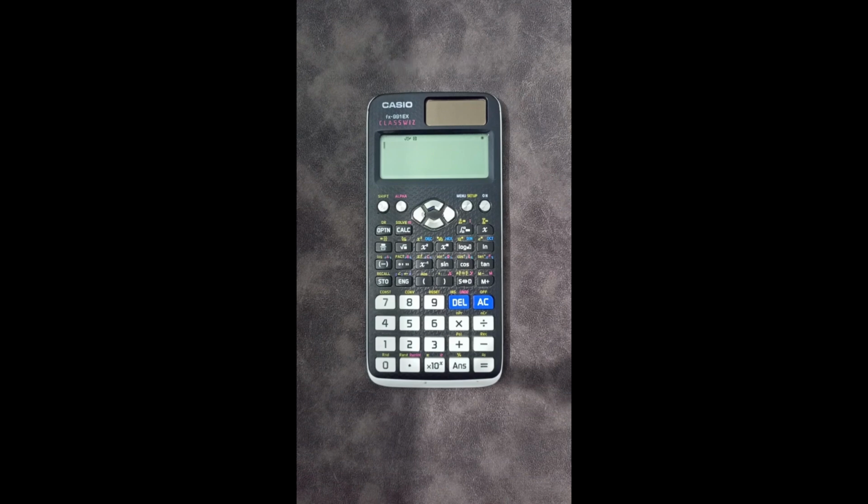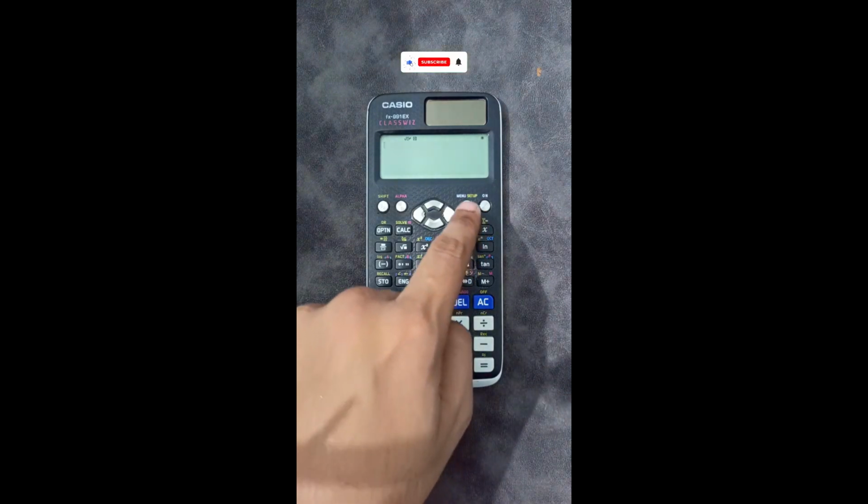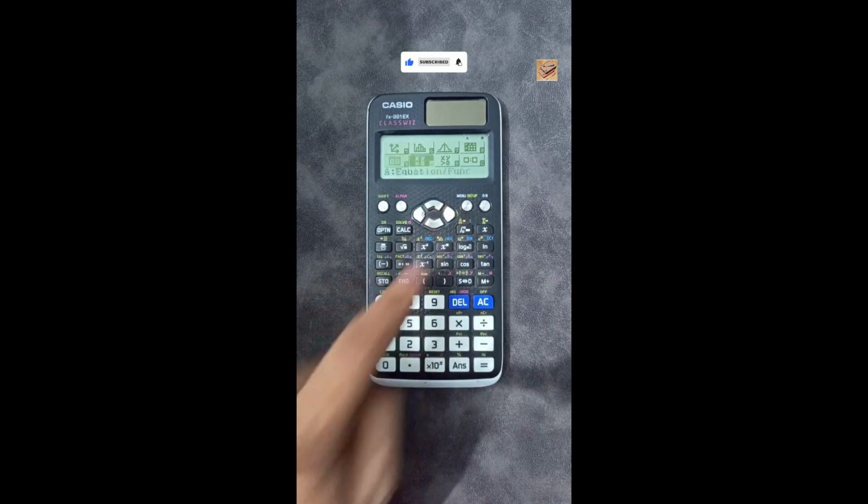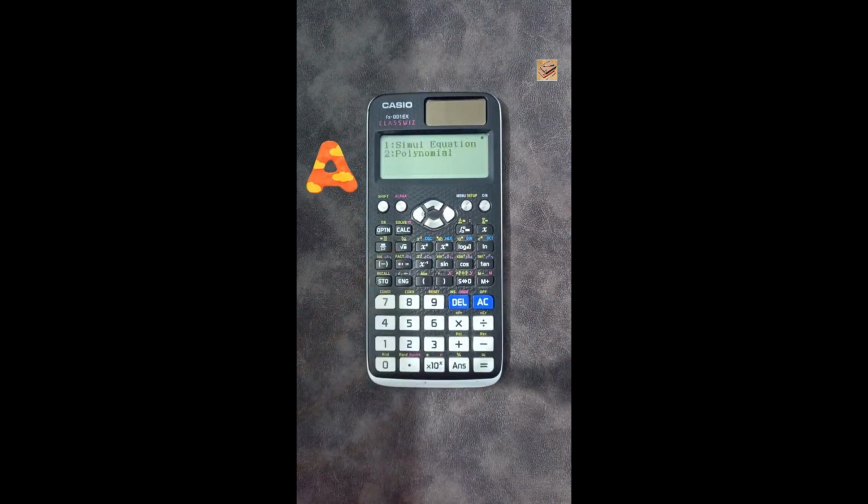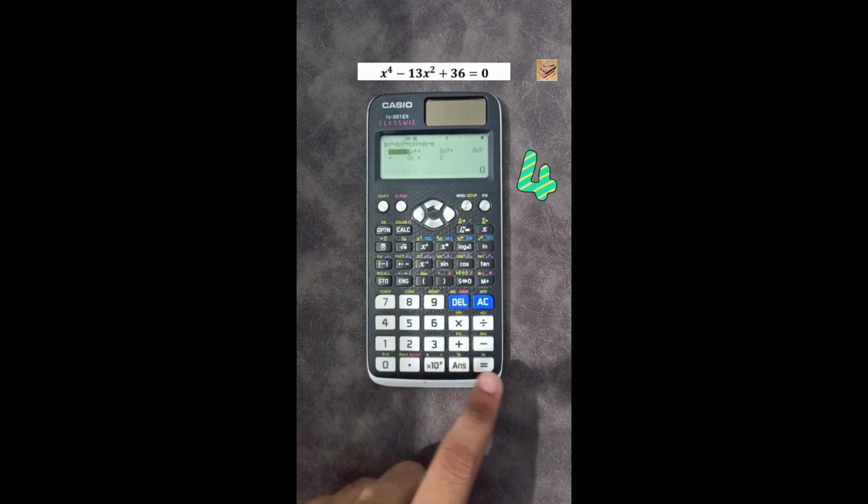To solve a quartic equation from a calculator, just press this menu button, then scroll down to the equation section, then press A, then press 2 to select polynomial equation. So for the equation above, the polynomial degree is 4, so press 4. Now write the above equation as it is.